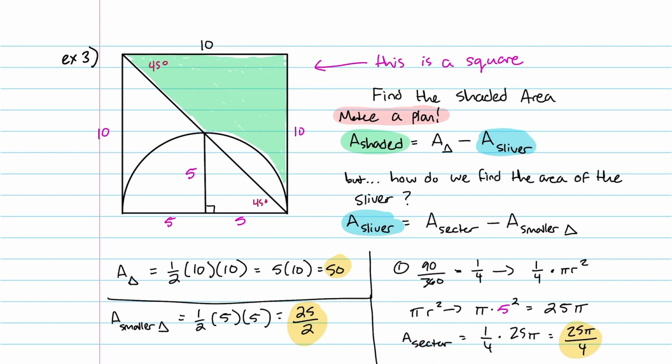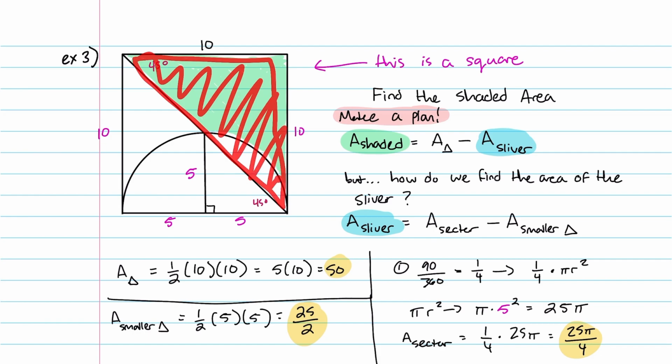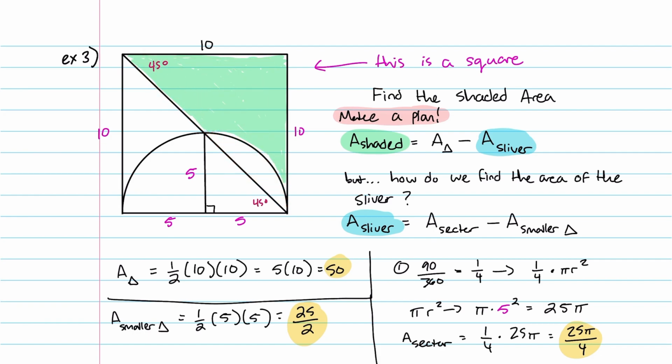So you'll notice that the shaded region, if we think of it at first, is this half of the square, so this triangle, with this little sliver of the circle taken out of it, right? But then we run into another issue. We don't have a formula that just tells us the area of that sliver by itself. So I need to figure out what that is. And so that's why I thought about, well, how do I get the area of that sliver?